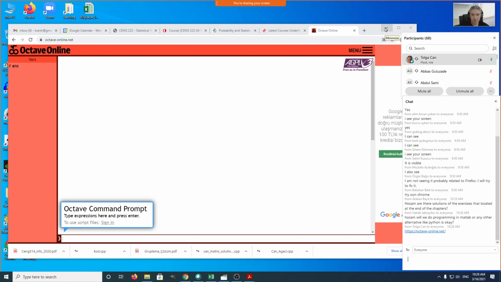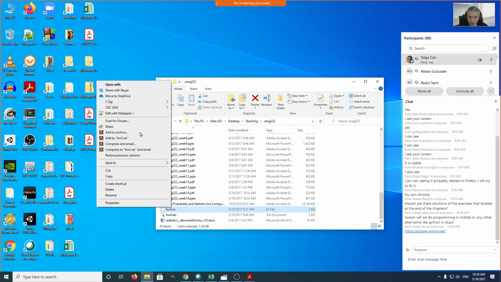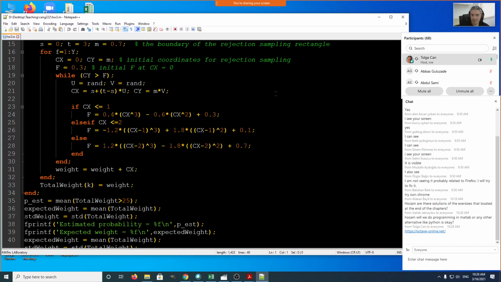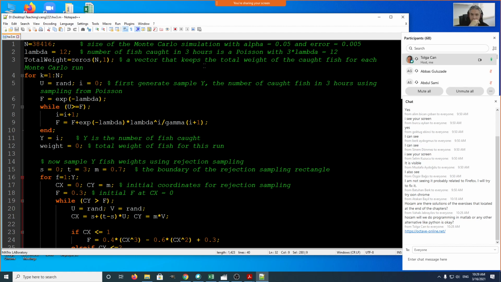I will actually share one of the solutions of the assignment I did last year, the coding that you're going to be doing. Let me just get to this. Where is it? Yeah, right here. Let me just show you one of the codes that we had written. Okay, it's only 40 lines of code. This is the solution for the problem that I asked the first year I taught this. It is about a fisherman catching some fish every hour. The number of fish caught in 3 hours is a Poisson distribution. And the weight of the fish is another random variable. Our goal was to figure out the probability that the fisherman is going to catch at least 25 kilograms of fish, something like that.